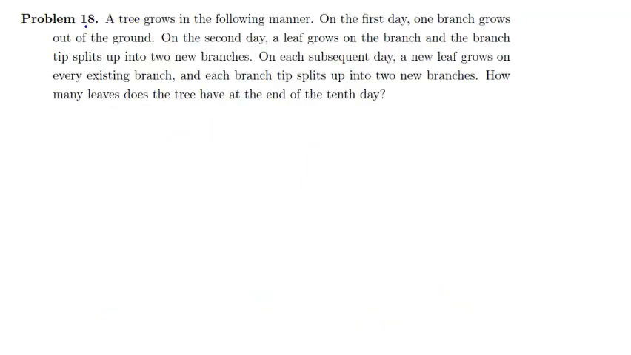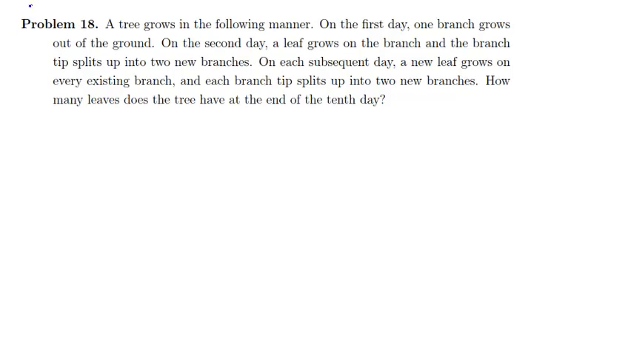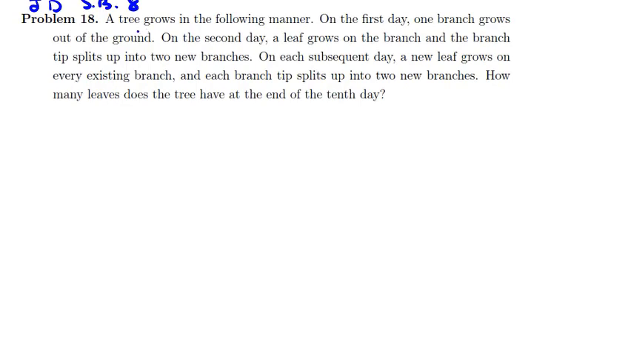Okay, this problem number 18 is junior part D or senior part B problem number 8. A tree grows in the following manner. On the first day, one branch grows out of the ground. So it is this. On the second day, let me write second day with red, a leaf grows on the branch, this one for example, and the branch tip splits up into two new branches. Okay, this one and this.